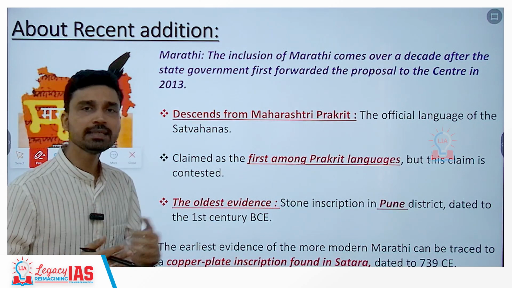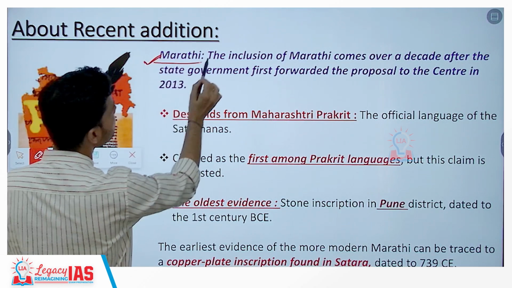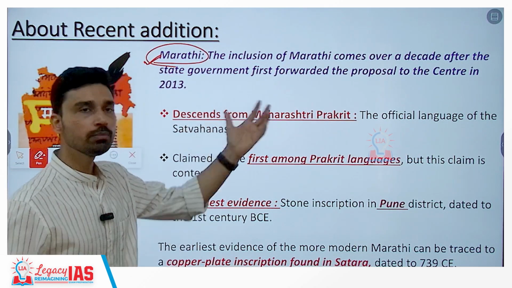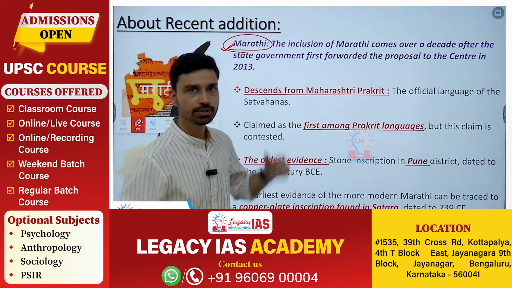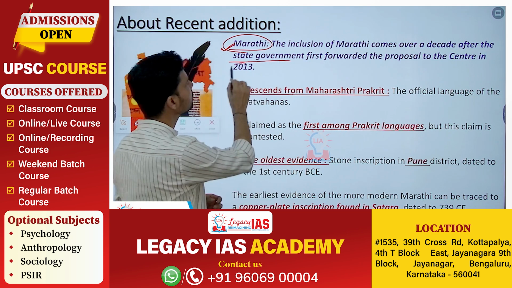So, the first language selected to be included in the classical language tag is the Marathi language. The inclusion of Marathi has come after a decade since the proposal was first put forward by the state government in the year 2013 itself.